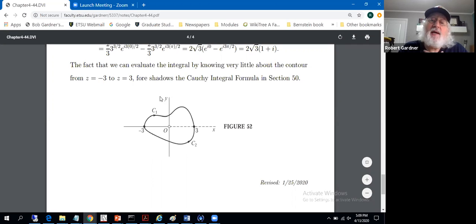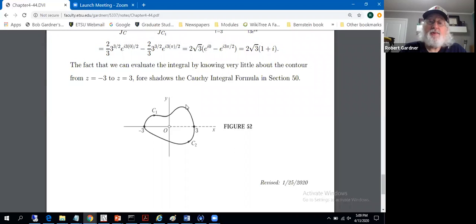Stays entirely inside the upper half plane. It doesn't go up and dip down. They've disallowed that. And knowing nothing about this contour, except that it starts at -3, it ends at +3, and it lies in the upper half plane, we're going to be able to figure out integrals.